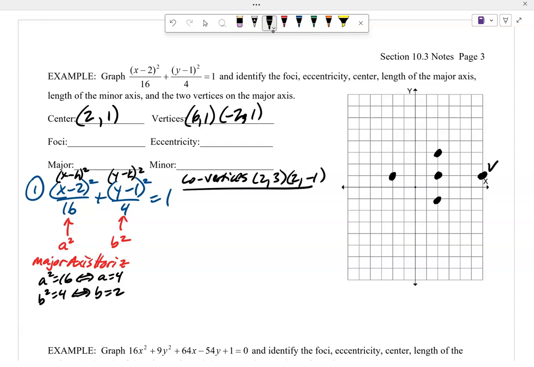Let's go ahead and solve for our foci. We know c is the square root of a squared minus b squared. a squared is the 16, b squared is the 4, so we got square root of 12 is our c. So that's like 3 point something.